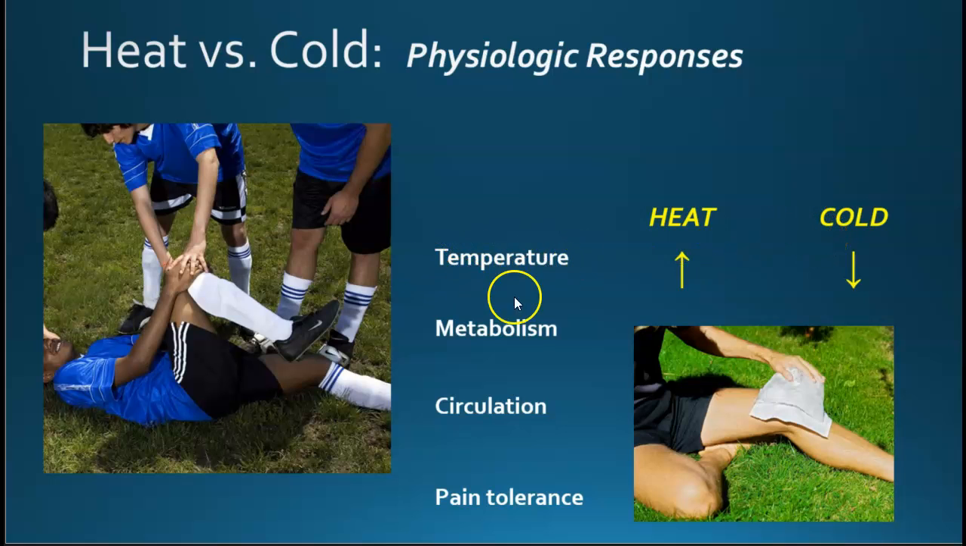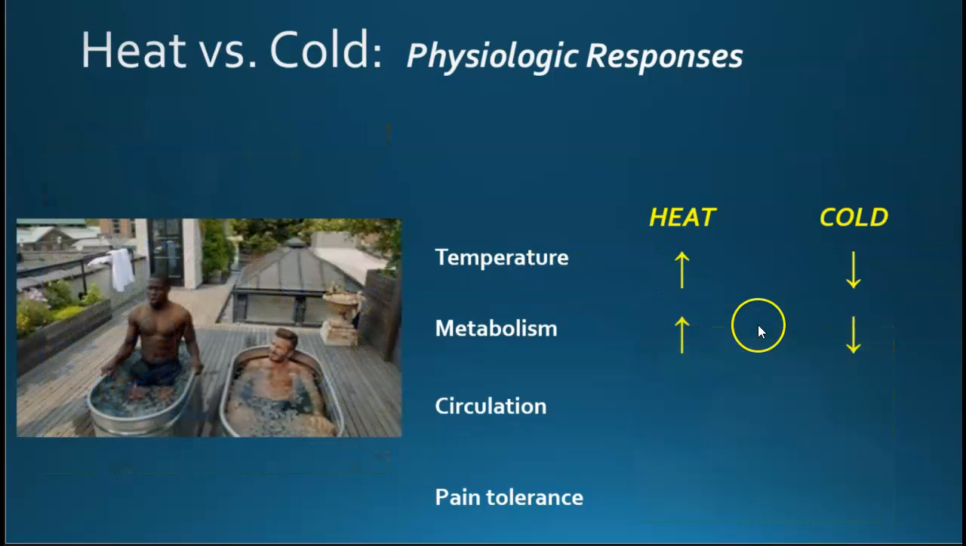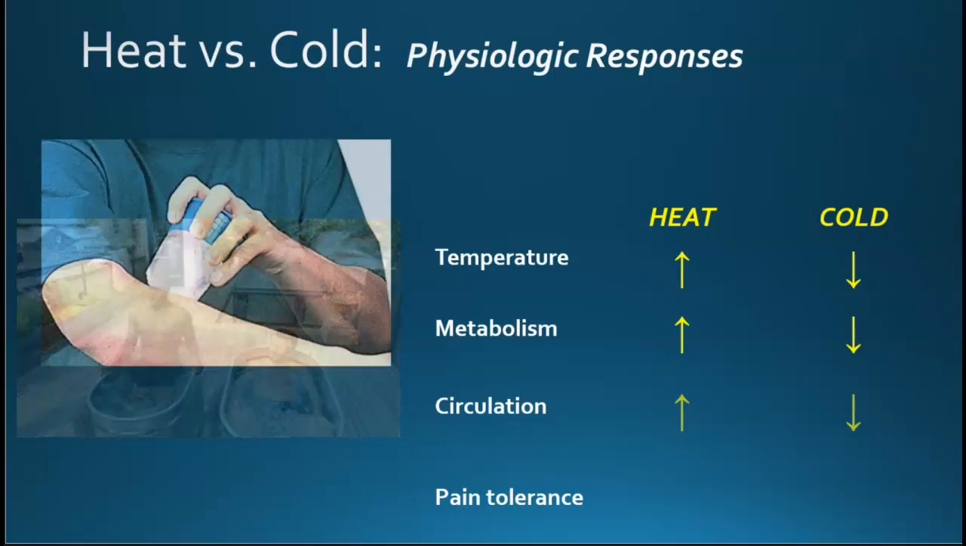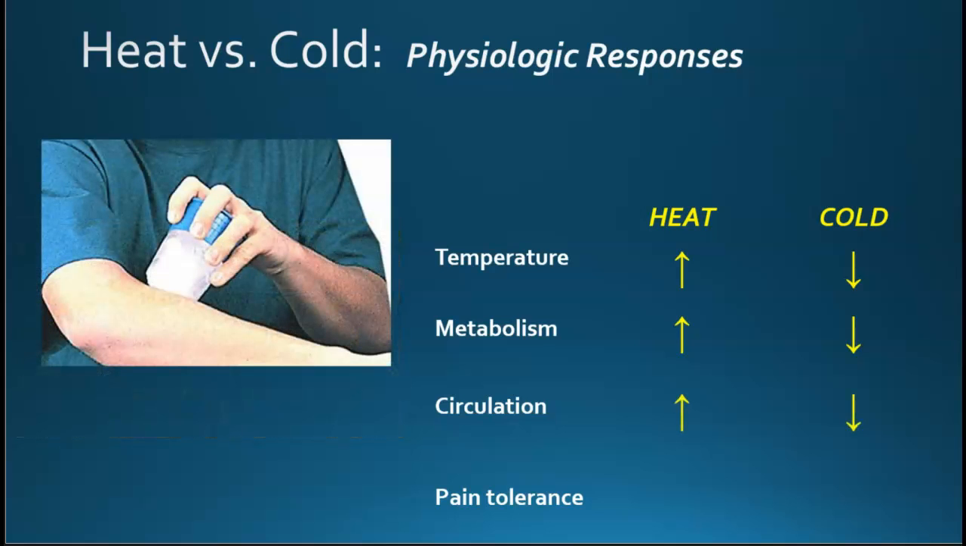When we talk about temperature in the tissue, heat definitely increases it. Cold definitely decreases it. When we talk about metabolism, we've already talked a little bit about decreasing metabolism with cold for the acute stage, to slow down the metabolism and have less oxygen use, less secondary cell death. Circulation tends to follow the same way, right? So circulation is going to go up with heat and it's going to decrease with cold.